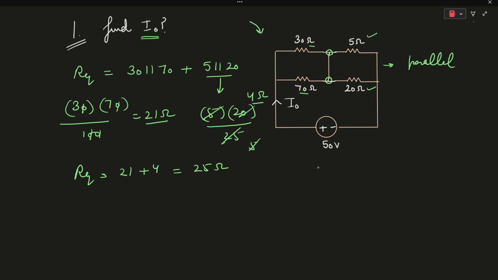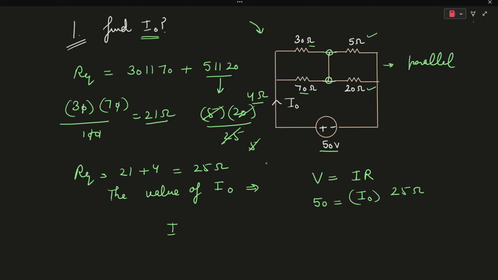So the value of I naught will be equal to, according to Ohm's law, V is equal to I into R. The voltage across this circuit is 50 volts. It means that 50 is equal to I naught into the equivalent resistance, which is 25 ohms. So the value of the current in this electrical circuit is equal to 2 amperes.